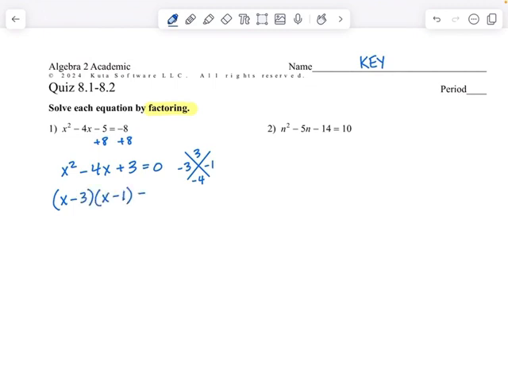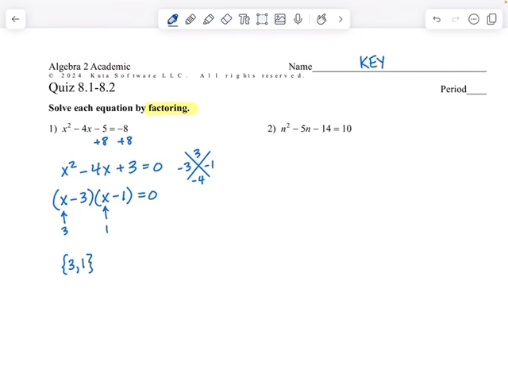The very last thing to do then is to ask myself, well, what is the value that I would plug in for x here into the first factor to make that first factor 0? Well, that would be a 3. Then I repeat the question for the second factor. What is going to make the second factor equal to 0? It's if I plug in a 1. Those are going to be your two solutions for the first problem.